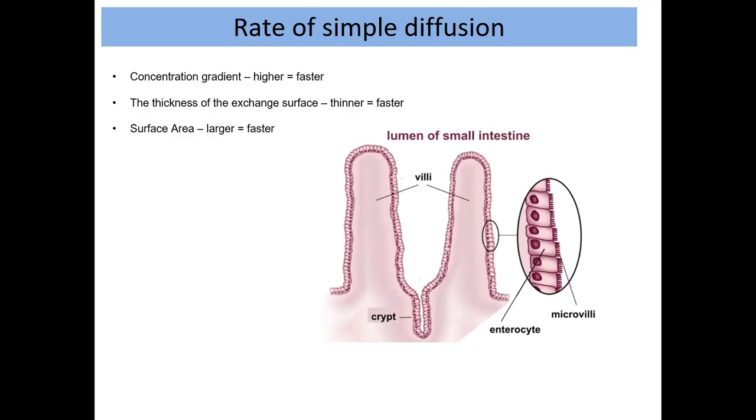What happens is, as diffusion is taking place, the difference in concentration between the two sides of the membrane decreases until it reaches equilibrium.